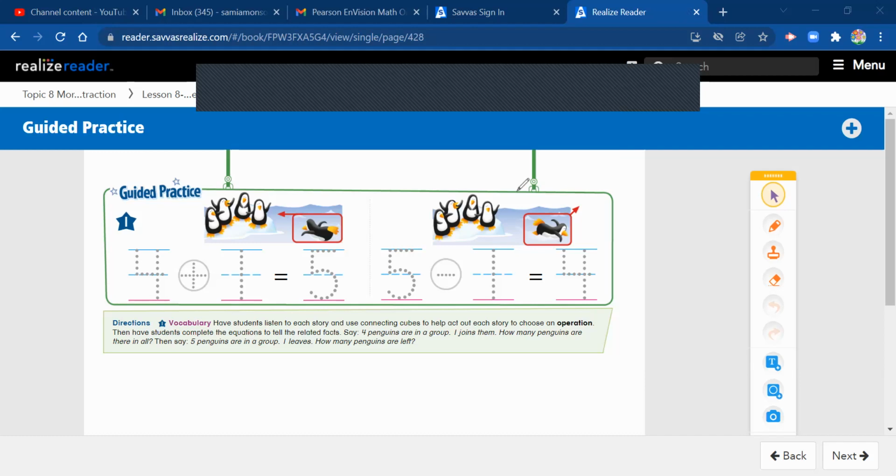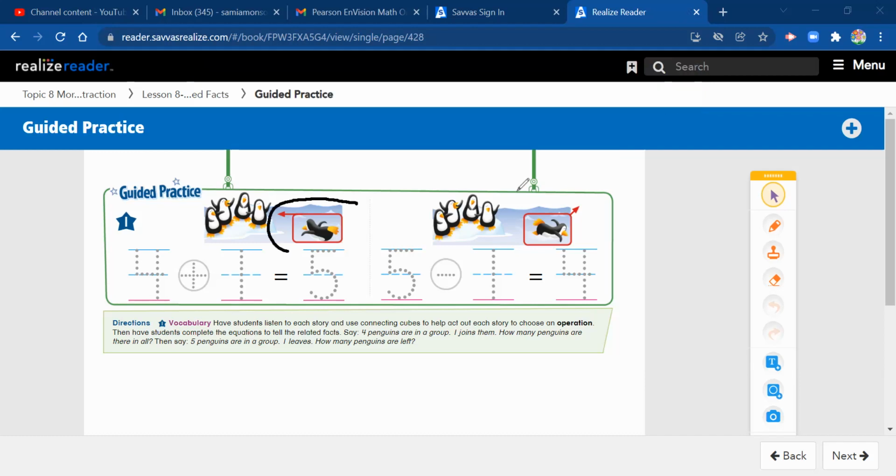So as you see, the arrow is pointing to the 4 penguins. Do you remember what that means? That means we are adding the penguin to the group of penguins. So we had 4 penguins. We are adding, or we can say plus 1. So we are adding 1 penguin, and that equals 5 penguins in all. All right, let's look at our next problem here.